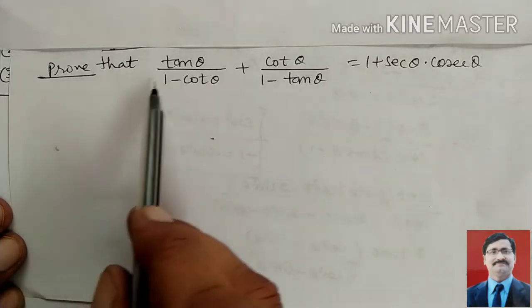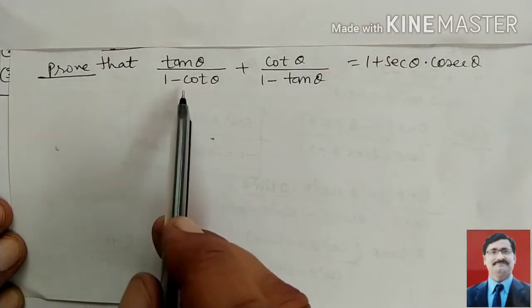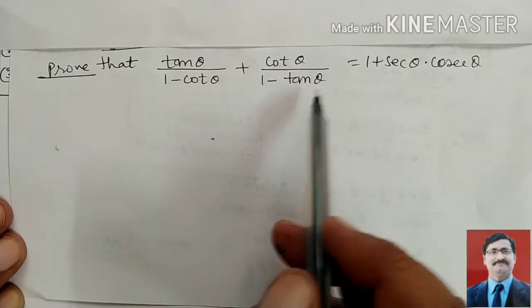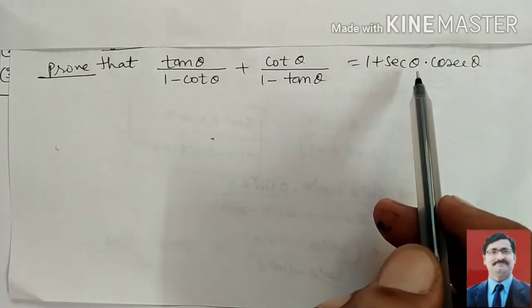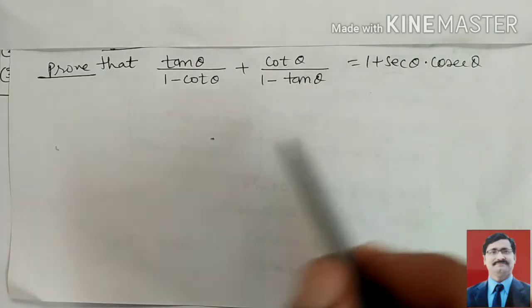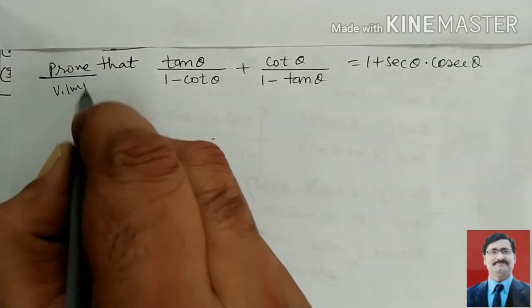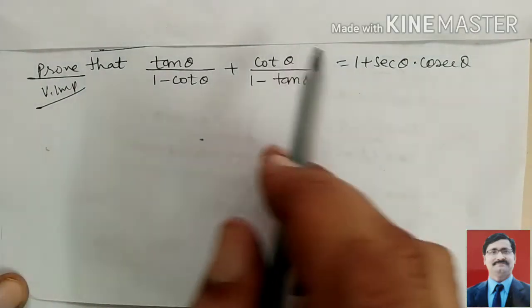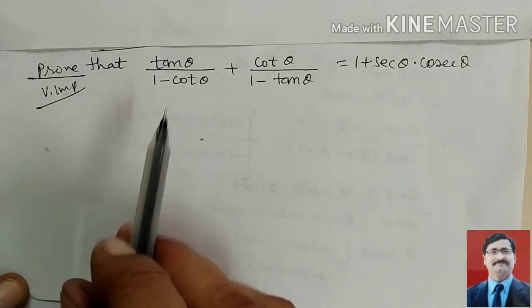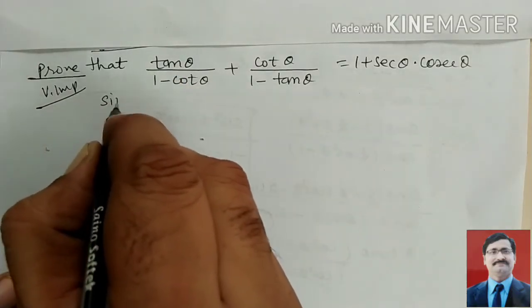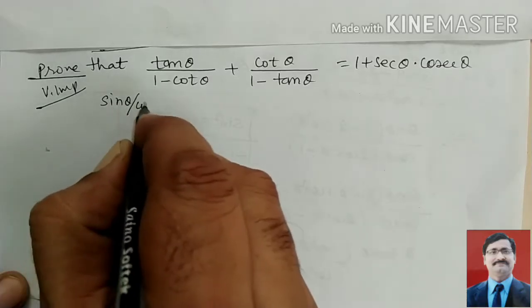Look here, prove that tan theta upon 1 minus cot theta plus cot theta upon 1 minus tan theta equals 1 plus sec theta into cosec theta. This is also a very important question. Here you have to convert first into sine cos. So tan theta you can write here sine theta upon cos theta.